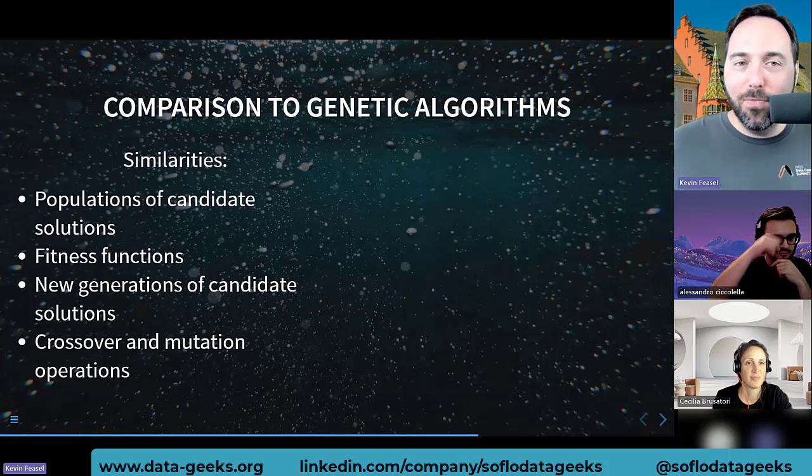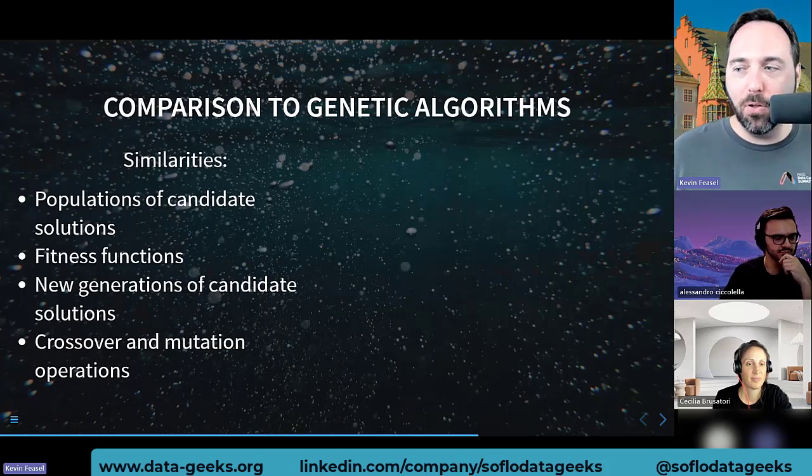As far as comparisons go, it is very similar to a genetic algorithm. We still have populations of candidate solutions. We still have a fitness function that we need to build. We still have these new generations of candidate solutions. We still perform crossover and mutation. All of that stuff stays the same.